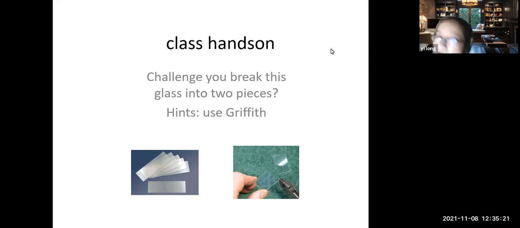Okay, so before COVID, I always bring some glass slides to the tutorial room and challenge students to try it. Because I do a lot of research on smart windows, in my lab students always need to cut a glass slide into half. So how can we do so? Do you have any thoughts here, Jingxiang?